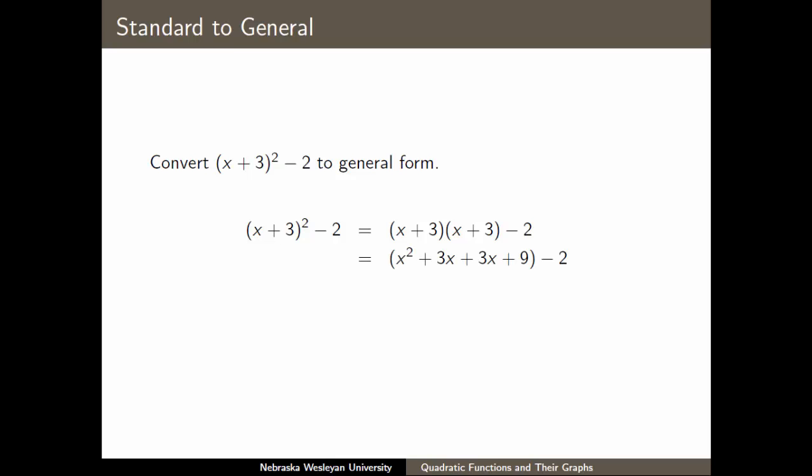If I begin with the first x in the left parentheses and then multiply it by everything in the right parentheses, I have x times x and x times 3, and I end up with x squared plus 3x. Then if I move to the 3 in the left parentheses, I multiply that 3 by x and 3 by 3 to get another 3x plus 9. Finally, combining all the like terms, I have the x squared plus 6x plus 7 general form.